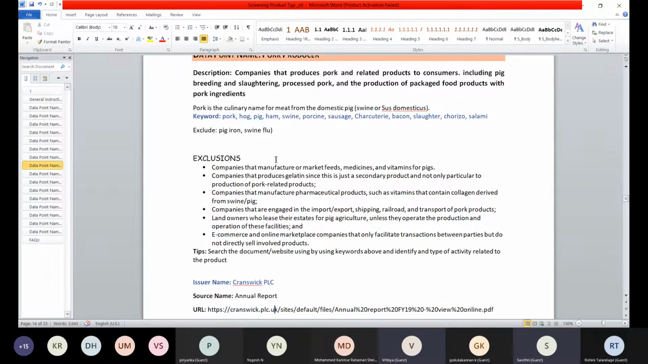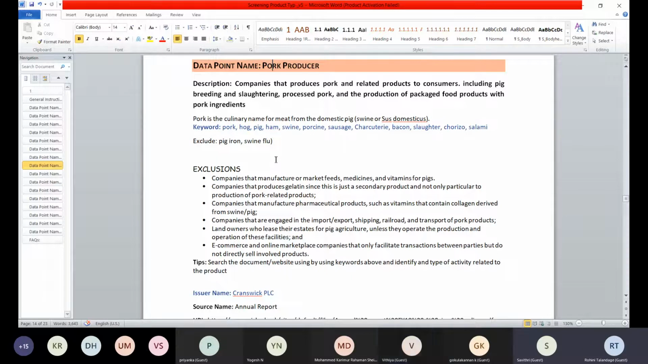Here in this category, import and exporting will not come under this category. Sorry, your voice is not clear. Import and export of pork, that category will not come here, ma'am. Oh no, it won't come. Okay. Need to check specifically for the production, no? Yes, so export and import won't come here. Here we have mentioned the exclusion, no? See here they are saying companies that are engaged in import or export or transport of pork products, we cannot mark it as yes. We have to mark it as no.